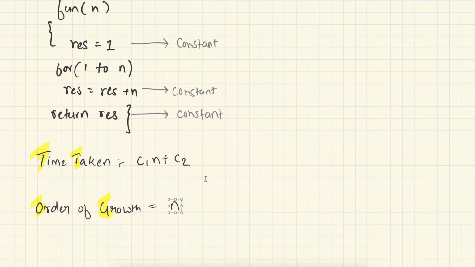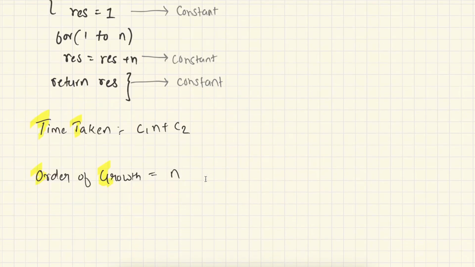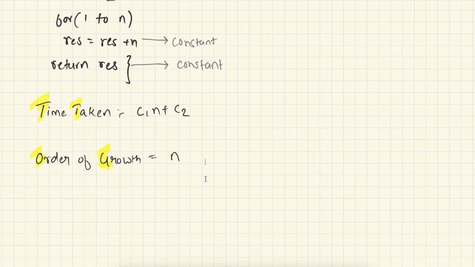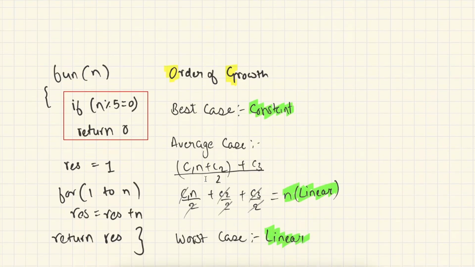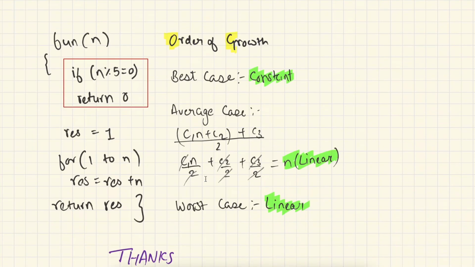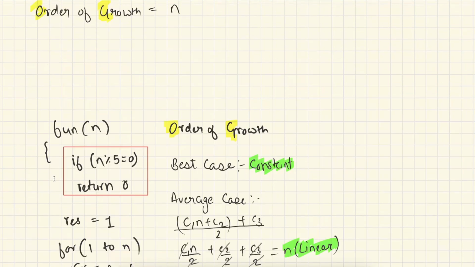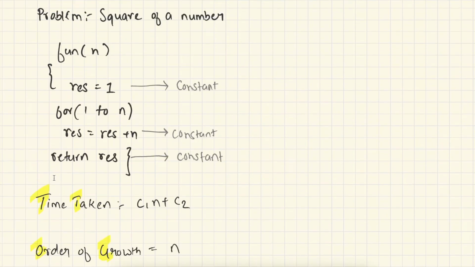So let's add some complexity to this function. In the software industry, there is one thing which always remains constant, and that is change. We get a lot of changes. So to satisfy our customer requirement, we add one extra line in this function. What this code does is check if n is divisible by 5, then immediately return 0, else do the other operations.